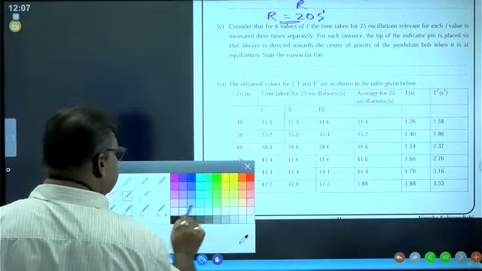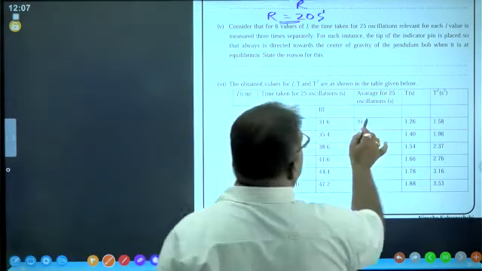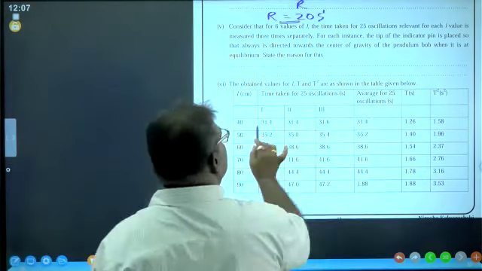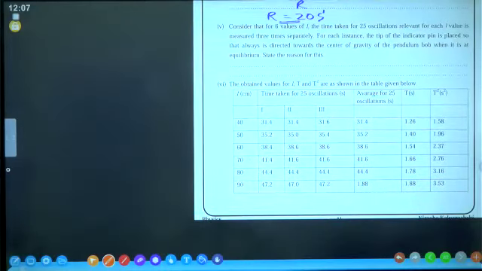First thing, we can say this one. For 40 centimeters, the average time duration is this one, 31.4. First of all, we can consider the first line. Use the average value for that, not one by one separately.